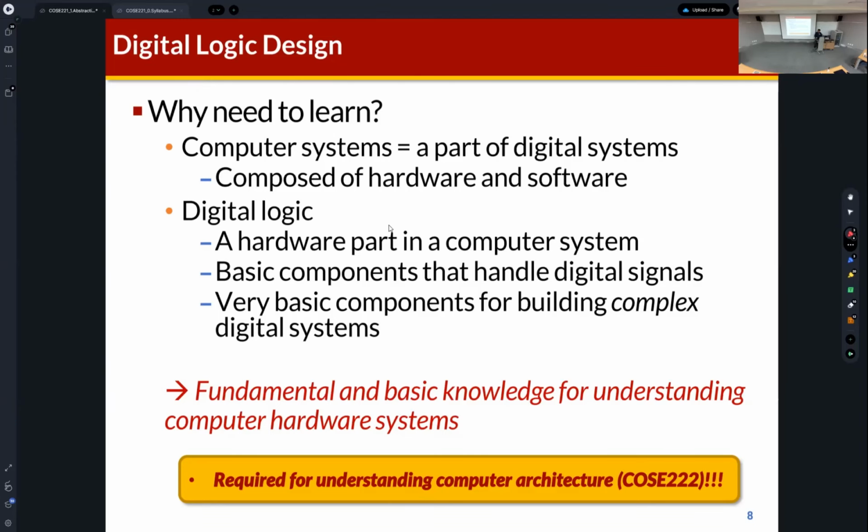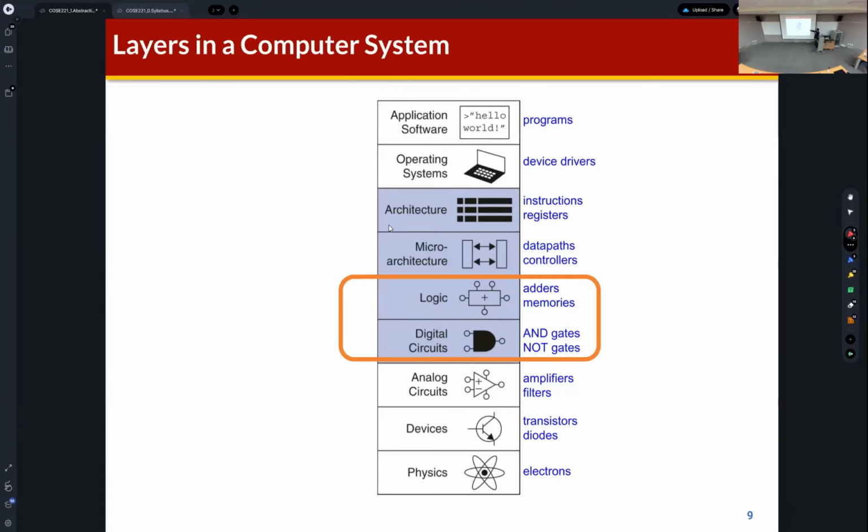I will teach about the abstractions in computer systems in the next class, but I will show these abstractions of the entire computer system. Computer systems include many layers. As you can see, the lowest layer of the computer system is physics. Physics means the electrons.